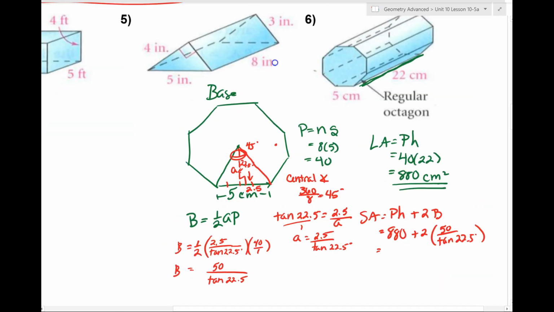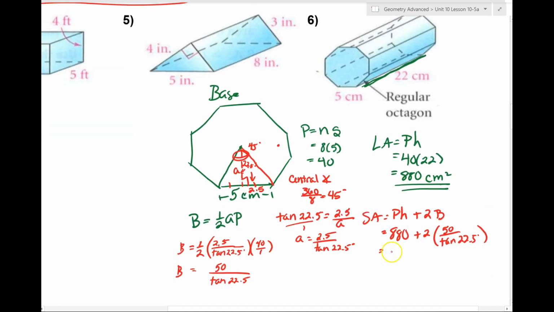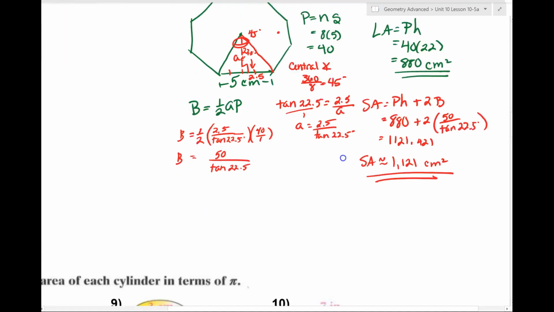So for my nearest whole number, I know that's going to be about 1,000. Actually, let's put down the decimal first. 1,121 point, let's say 421. But I know to the nearest whole number, that's 1,121, and that would be in square centimeters. So that's the surface area. This does take a little bit of time and space, but guys, got to have your calculator. You also have to remember how to do a regular polygon's area for when you don't have a hexagon or a triangle. Got to make sure you know it.